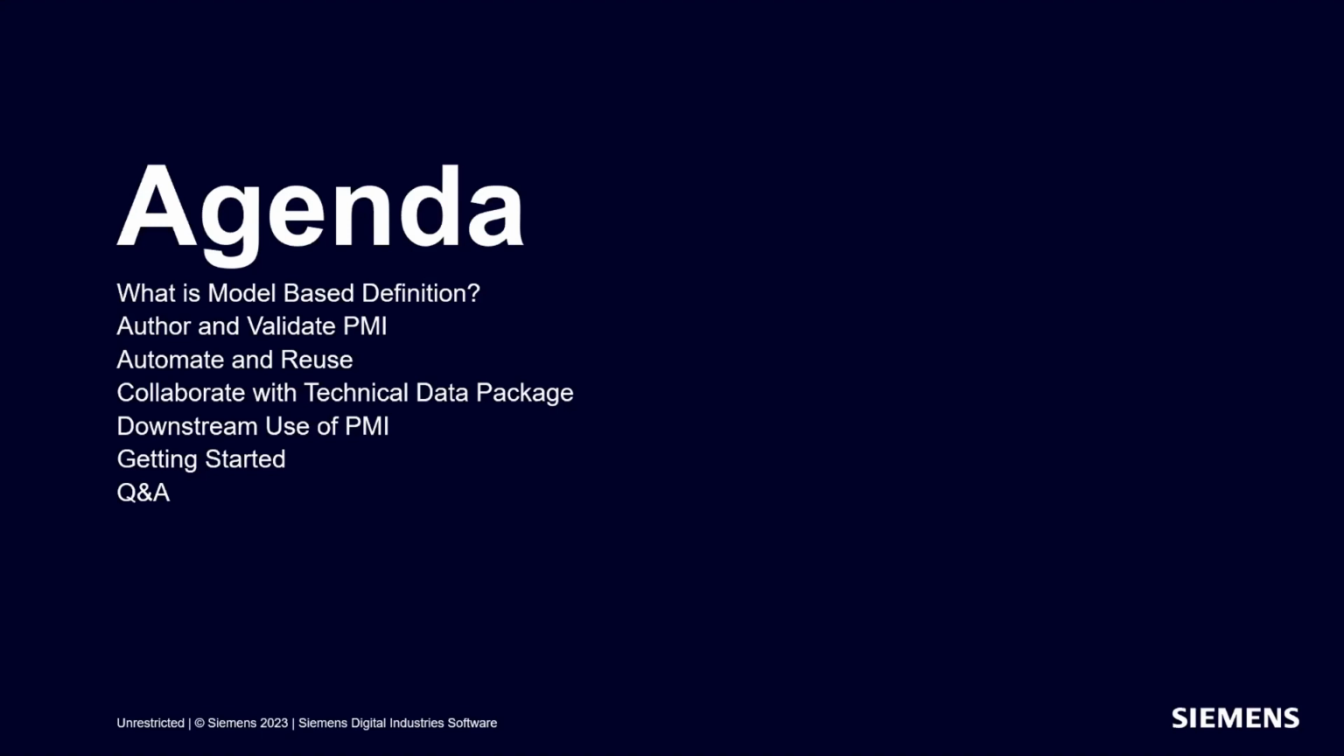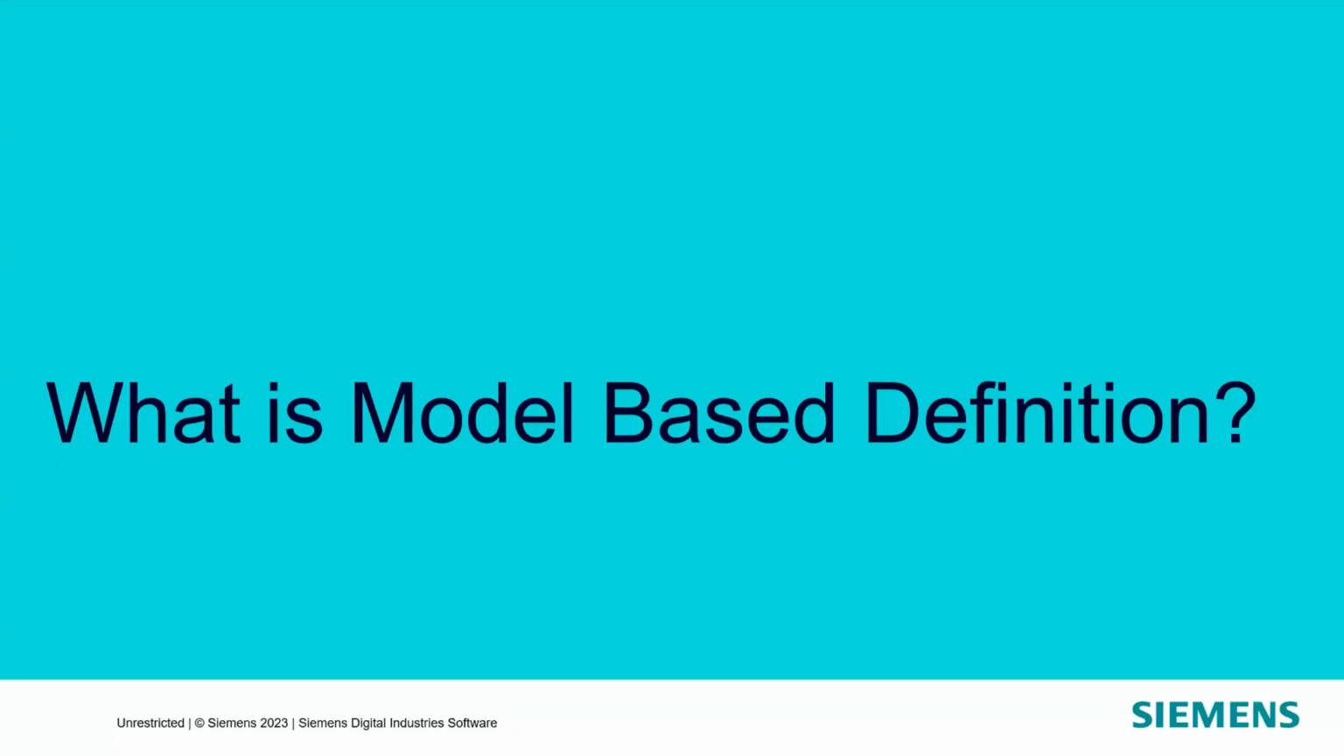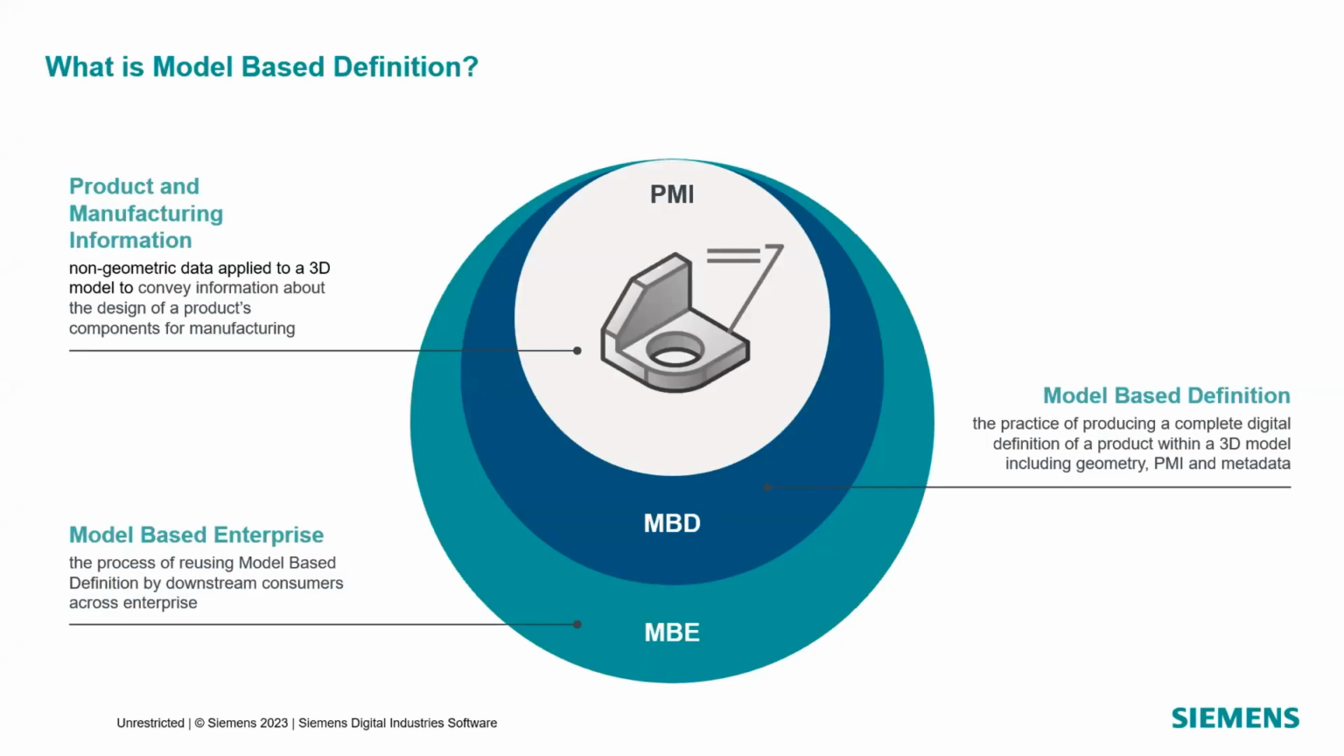So with that, let's take a look at just level setting on a definition, right? There are a lot of terms and a lot of acronyms that get thrown around. I think this graphic defines it well and gives you a good image of what this is. When we talk about product and manufacturing information, PMI for short, those are really the entities that you as a designer are placing on the model. You probably are familiar with that.